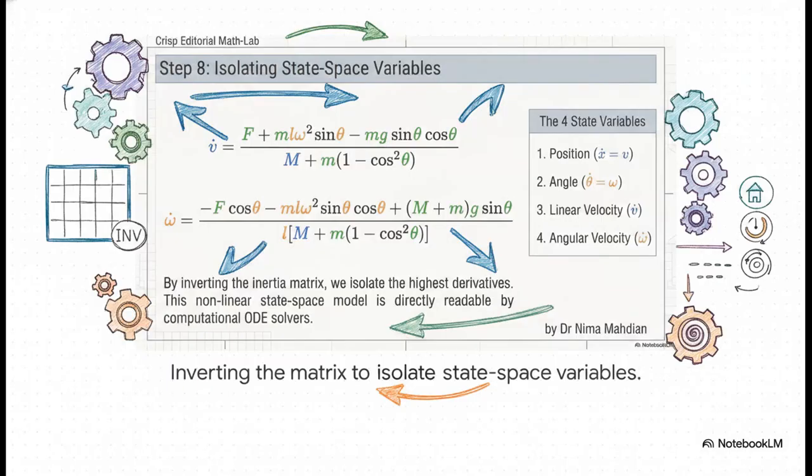But if we want a computer to read this, to simulate this in software, we need expressions that solve directly for those highest derivatives. By mathematically inverting the inertia matrix and multiplying it across, we perfectly isolate our linear and angular accelerations. This gives us the strict state space model that is absolutely necessary for digital simulation. As you can see from the resulting math, our dynamic state is now perfectly defined by exactly 4 variables at any given microsecond in time: position, angle, linear velocity, and angular velocity.